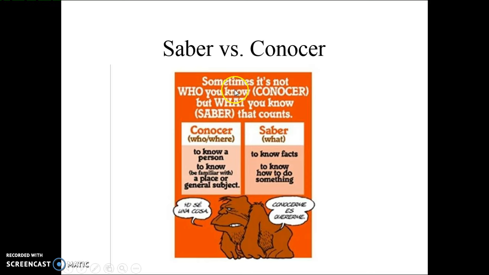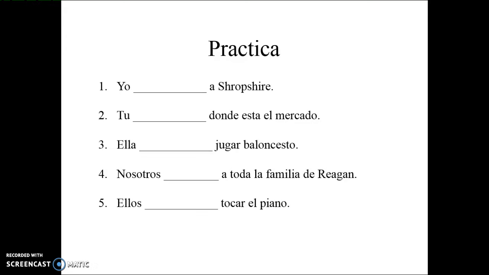If you just want to see a chart of these and when to use them, I have it on here. Sometimes it's not who you know, but what you know. Isn't that great? So conocer kind of answers who or where. It's to know a person, to know or be familiar with a general subject. Saber is to know facts, to know how to do something, and something that's not on here, to know or remember something from memory.